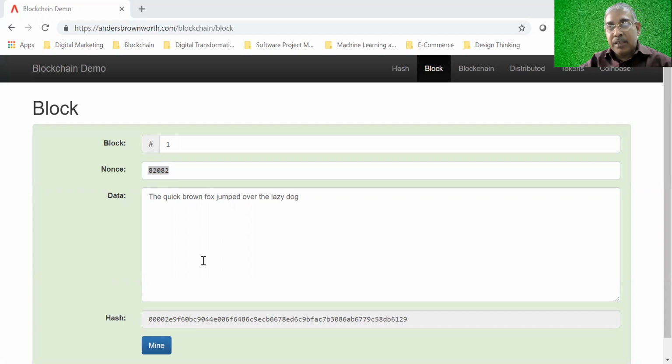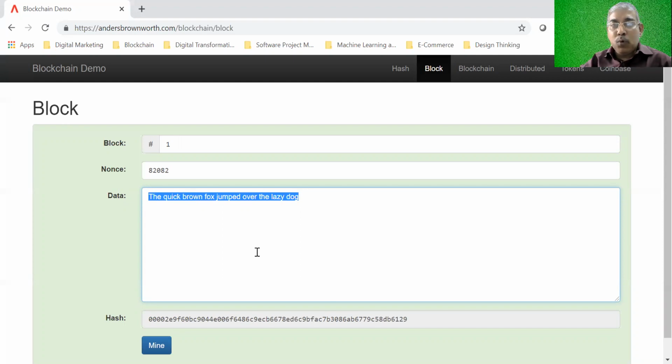And in reality, one block consists of many data or many transactions, not just one data. But for this toy example, we'll stick to only one data. We also said that what form the data will take in a blockchain, we will explore that. For the time being, we just gave a dummy data, which is the quick brown fox jumped over the lazy dog.